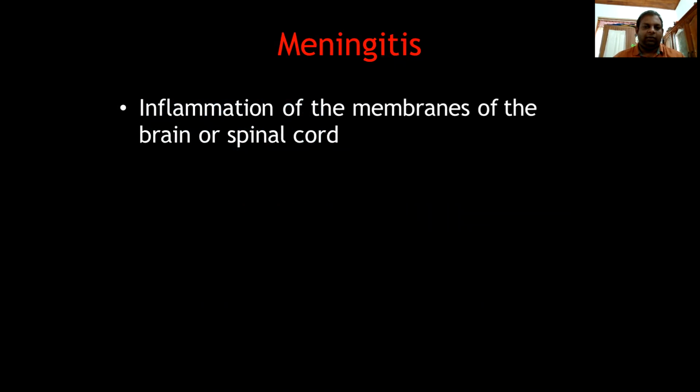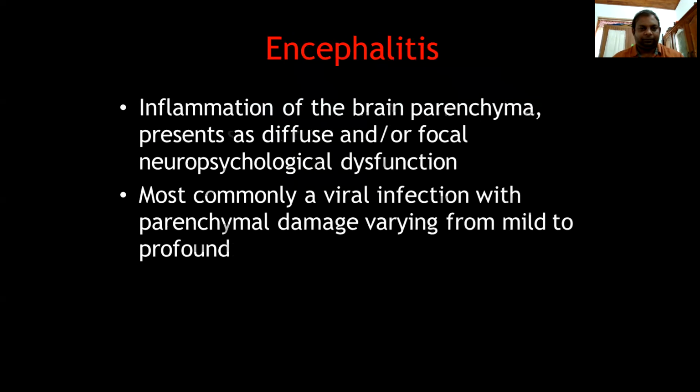What is meningitis? Inflammation of the membranes of the brain or spinal cord: dura, arachnoid, and so on. Encephalitis is inflammation of the brain parenchyma. I am doing this as a comparison. Meningitis is mainly only the meninges, but later it can go into the brain parenchyma, leading to encephalitis as a complication. But encephalitis per se is inflammation of the brain parenchyma. It can be diffuse, it can be focal.